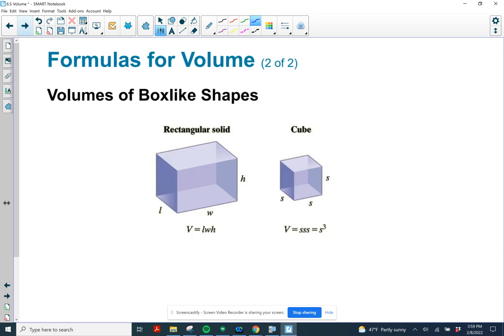So the formulas for box-like shapes. If it's a rectangular solid, the volume is length times width times height. So rectangular just means I have right angles at the corners. And if it's a cube, that means all 3 sides are the same length. So we get length times width times height being s times s times s, or s to the 3rd power.